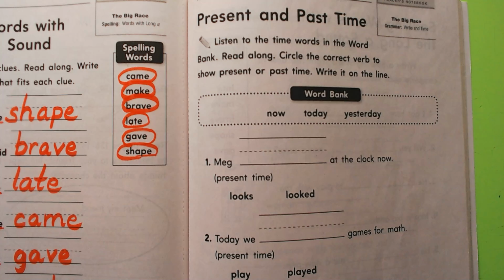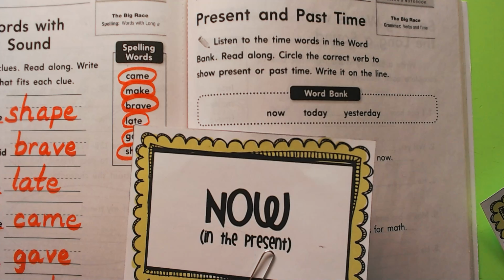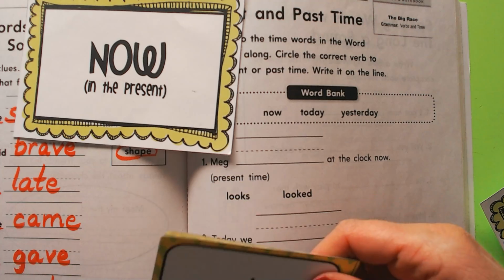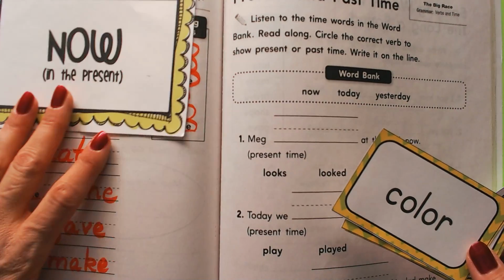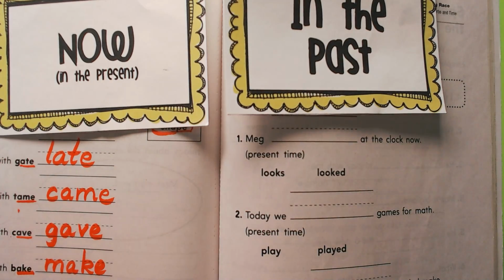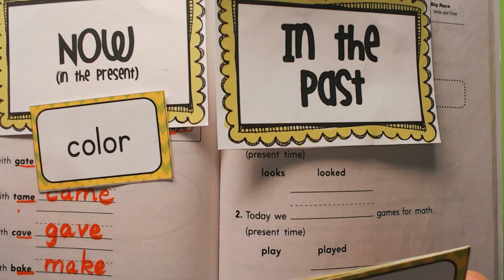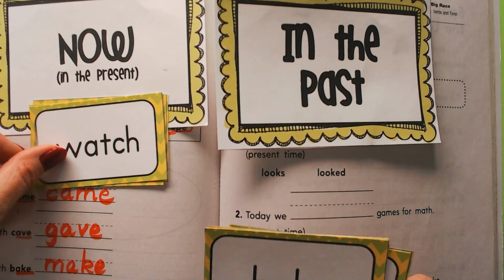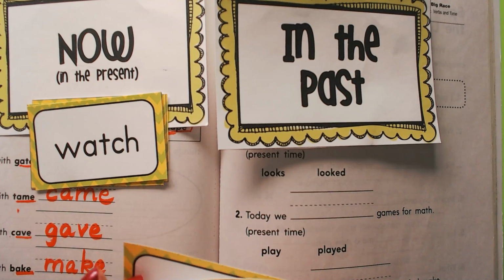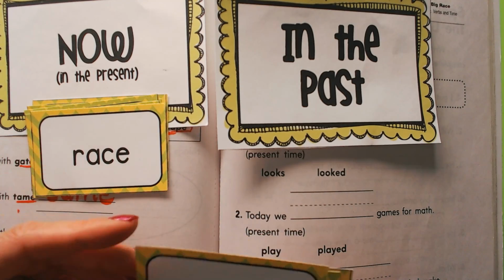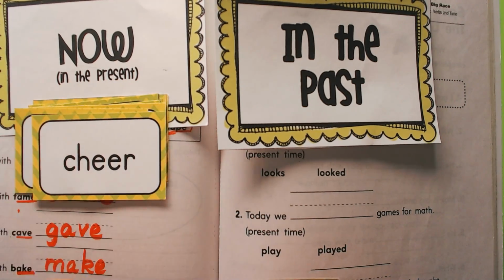Okay, so I want to do this with you just so we can quickly study how words look when they're happening in present time. Like this says now, and this says in the past. I already have them sorted, but this word says color. I'm going to color this. I'm going to rake. I'm going to watch. I'm going to do this right now. Bake. I bake. I race. These are things I'm doing now, just for pretend. I look. I cheer. I jump.